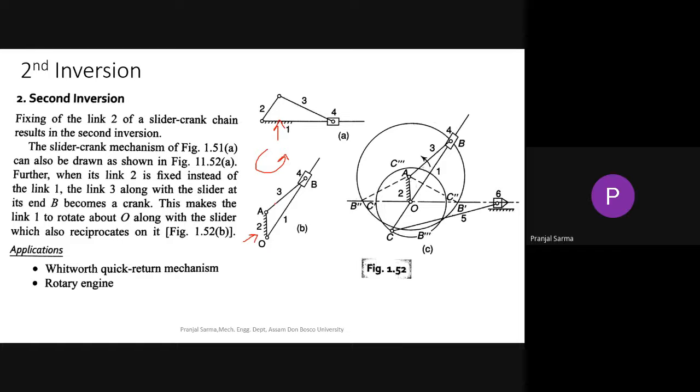Then link 3 along with the slider at its end P, this whole thing along with this particular slider behaves like a rotating crank. That means it can rotate now. This makes the link one rotate about this particular point O, and the slider also reciprocates here. That basically gives rise to the quick return motion mechanism.